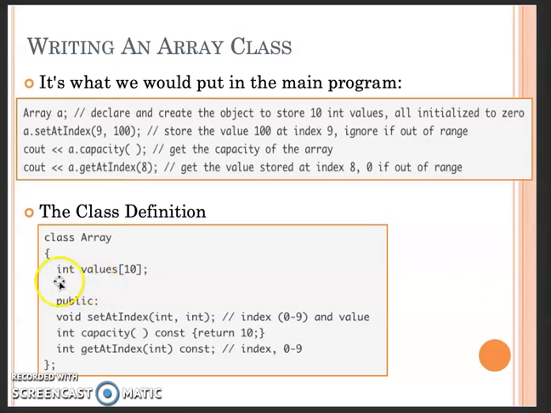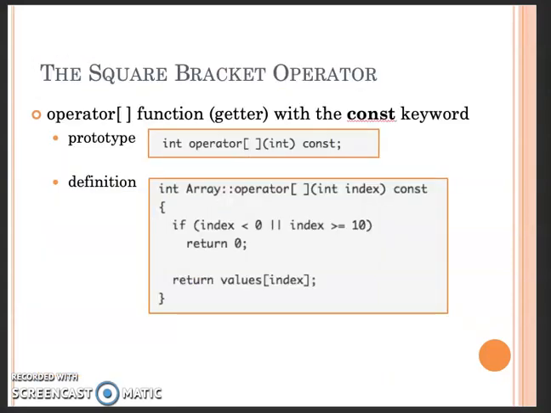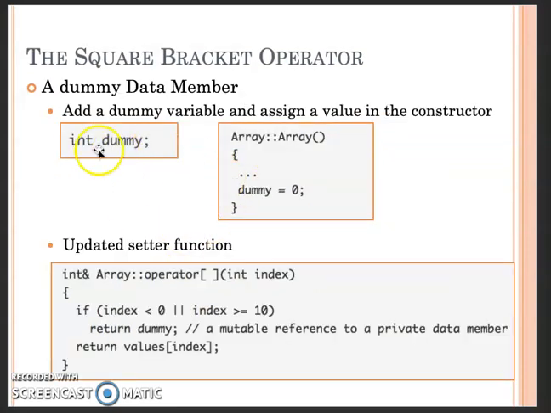The dummy should be a private data member. Okay, so after you have dummy here, you can define the dummy equal to 0. So we give the default value in the constructor. After you define the dummy in the array definition, then you assign the value in the constructor function.